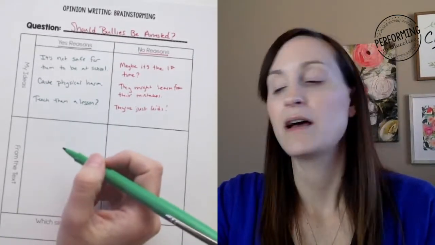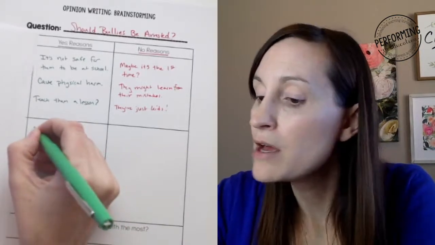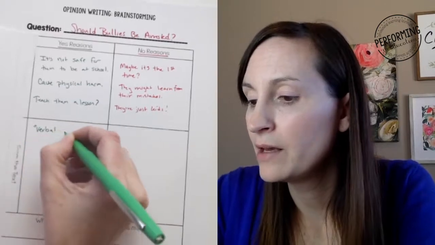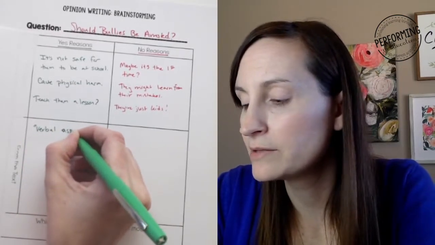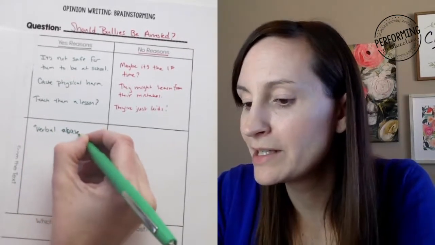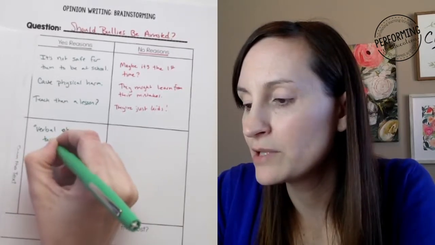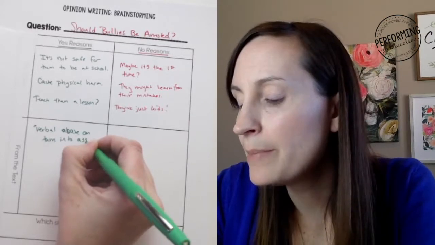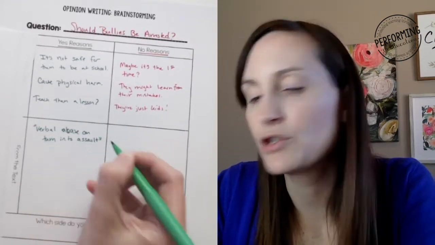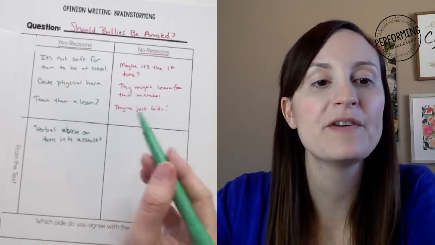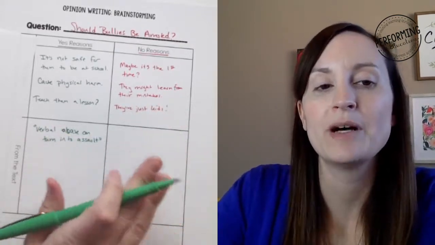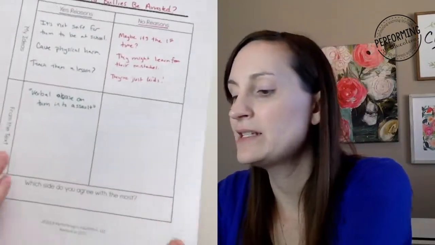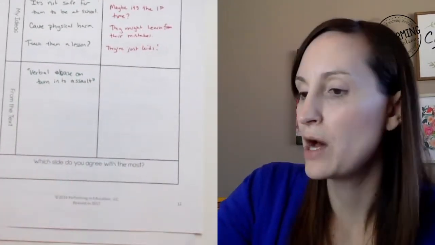So from the text, I will have them copy over quotes like verbal abuse can turn into assault. And I don't have them put all of them here, but I have them put the ones they think are the strongest arguments. And so they'll continue to fill this in until they have both a bunch of yes reasons and no reasons. Then they discuss, and ultimately they decide which side they agree with the most.